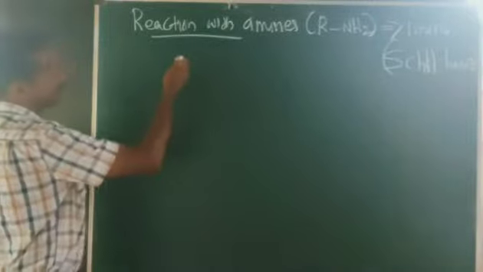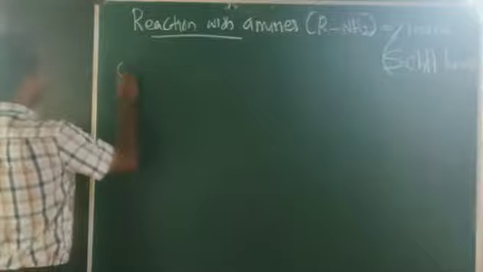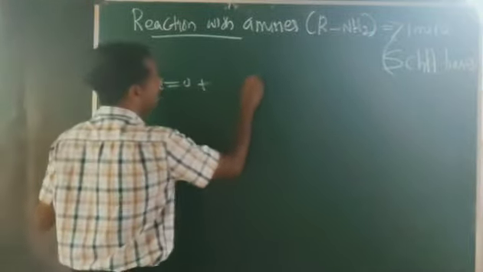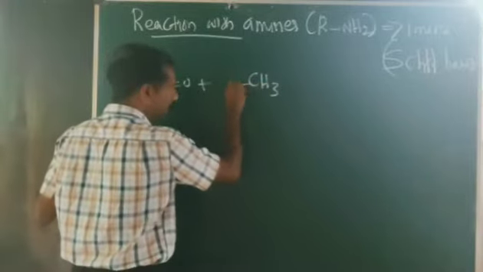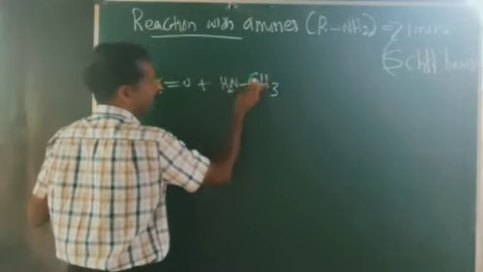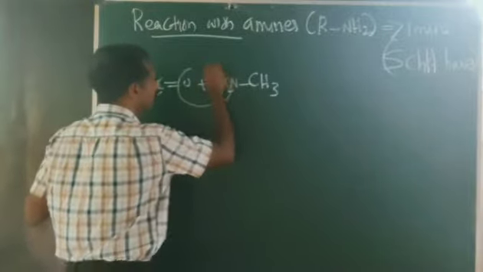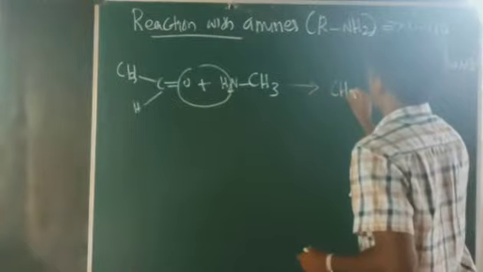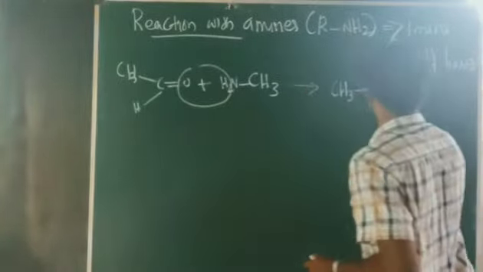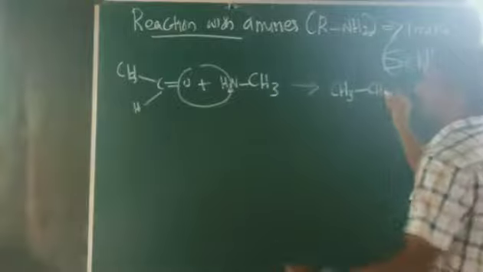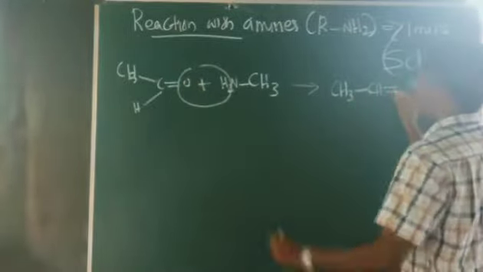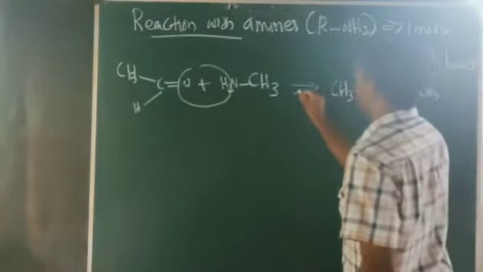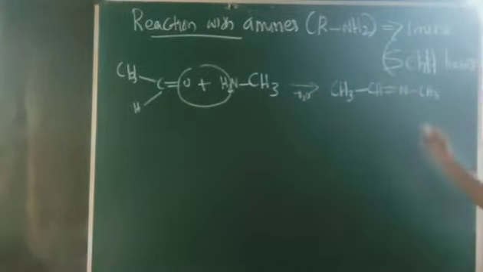Look at some examples of reaction with amines. Acetaldehyde, CH3CHO, reacts with methylamine, CH3NH2. What will be eliminated? H2 is eliminated, and we get CH3CH=N-CH3. What will be eliminated? Minus H2O.